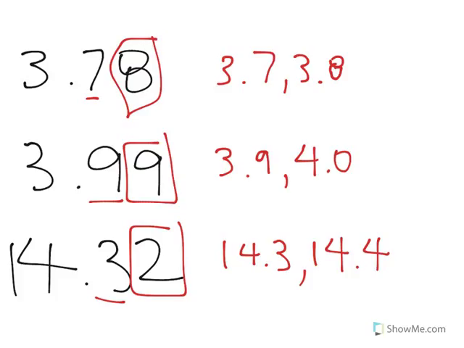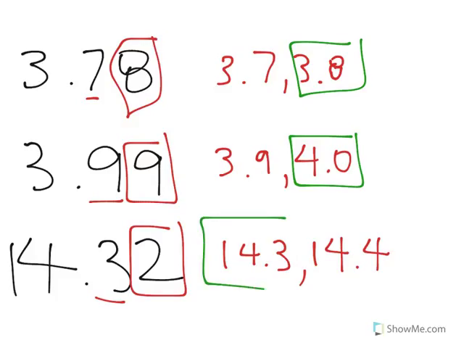So the number in the box for the first problem, is it 5 or greater? Yes, it is. So I choose the bigger of the two numbers. The number in the second box, is it 5 or greater? Yes. So I choose the bigger of the two numbers. For the third problem, is the number in the box 5 or greater? No, it is not. So I choose the smaller of the two numbers. Let's do one set where we're rounding to the hundredths place.